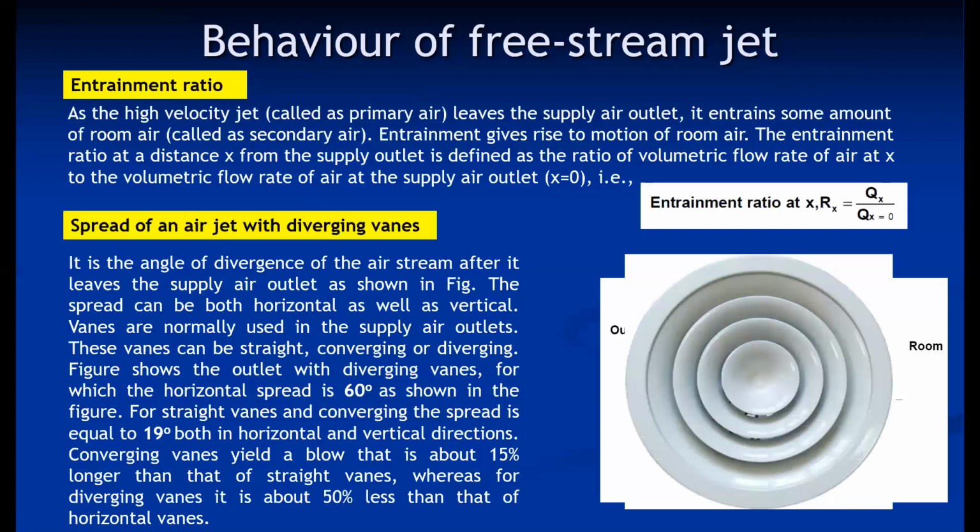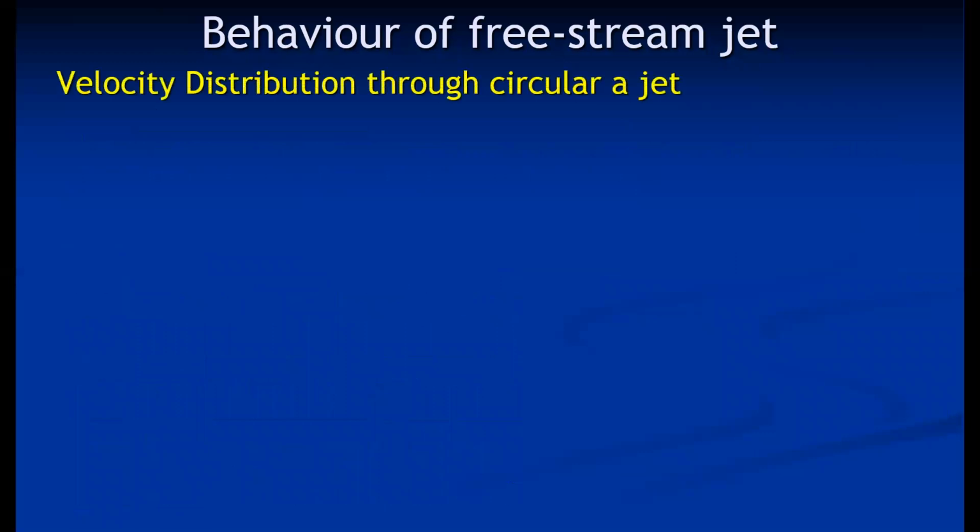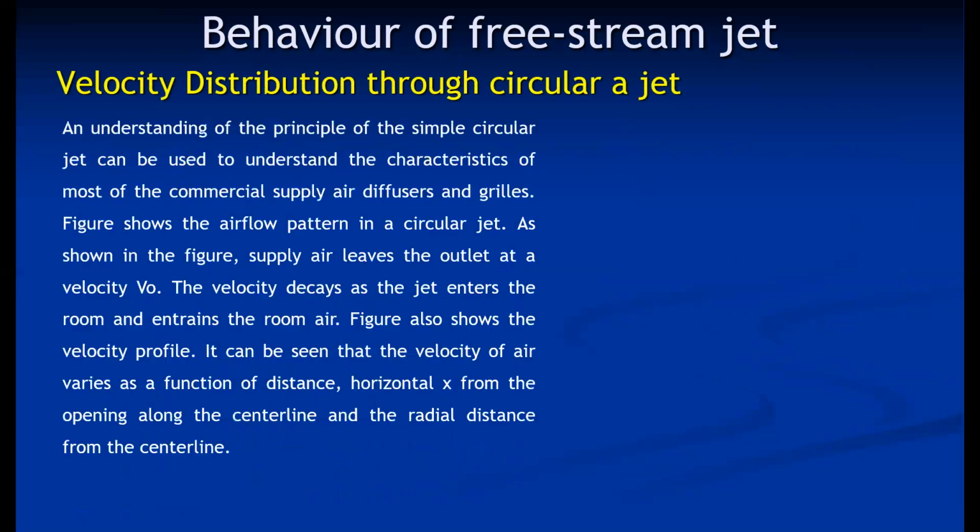So this is a typical air diffuser. In this case, its spread is definitely higher than the throw. If it is fitted at the top, the spread is mainly in the horizontal direction. Considering the velocity distribution of a circular jet, an understanding of the principle of a simple circular jet can be used to understand the characteristics of most of the commercial supply air diffusers and grills.